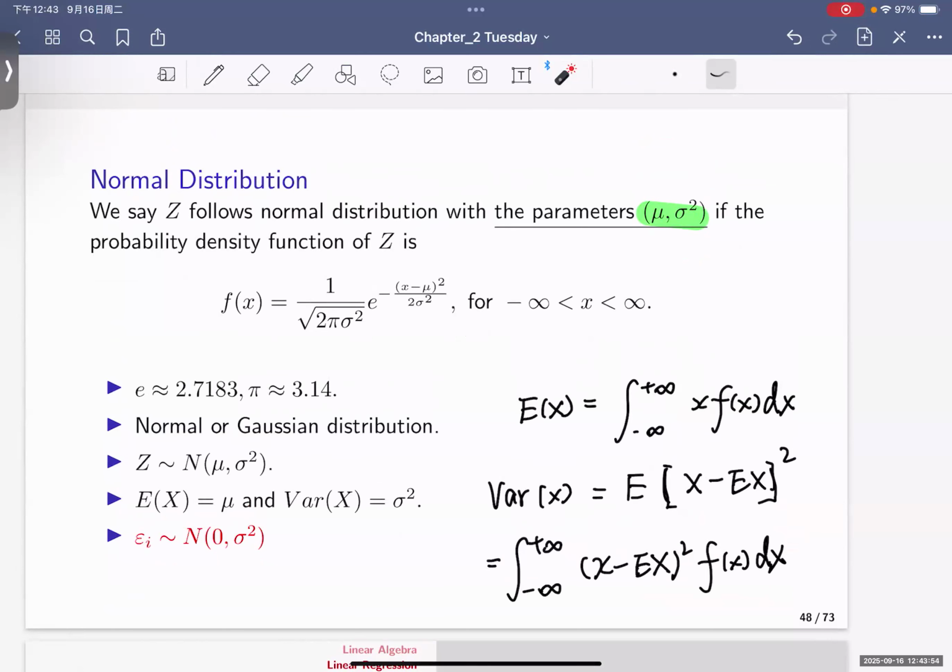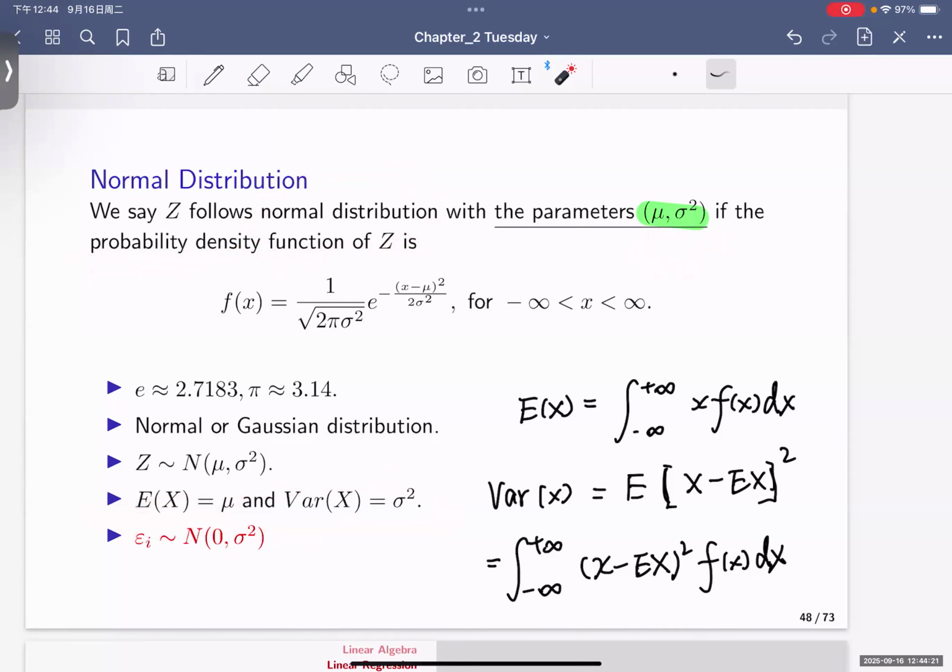The normal distribution we will meet very often. The normal distribution is very special. Once you know it's a normal distribution, the next thing you should figure out is what mu is and what sigma square is. Then you can identify the corresponding probability density function. How do you identify mu and sigma? You just find the expectation and find the variance.